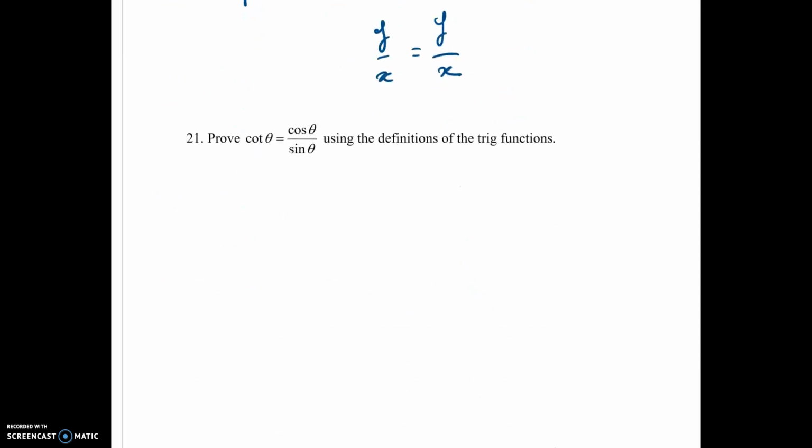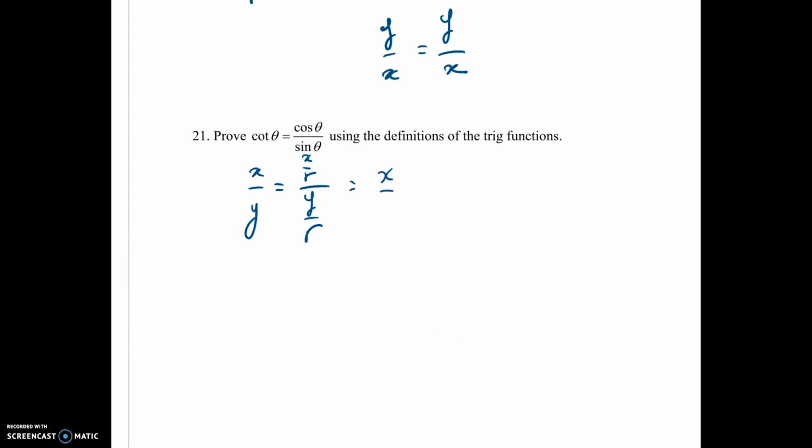I can do exactly the same thing with cotangent. Cotangent theta equals x divided by y, equal to cosine theta, x over r, over sine theta, y over r. I flip my second fraction, r over y. The r's divide out, and I end up with x over y equals x over y. So yes, it is.